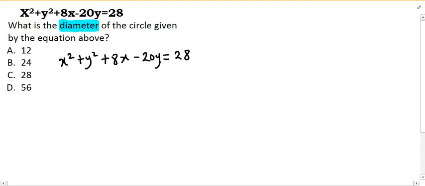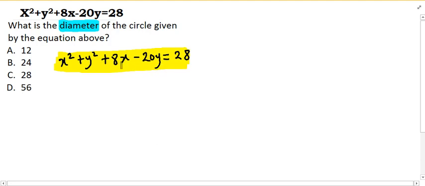And I want you to observe something else. This equation is not in the standard form, it is actually in the general form. So first of all, we'll have to convert this equation to standard form. And how do we do that? By completing the square. Just follow me closely and watch how I'm going to do that. So we'll complete the square.